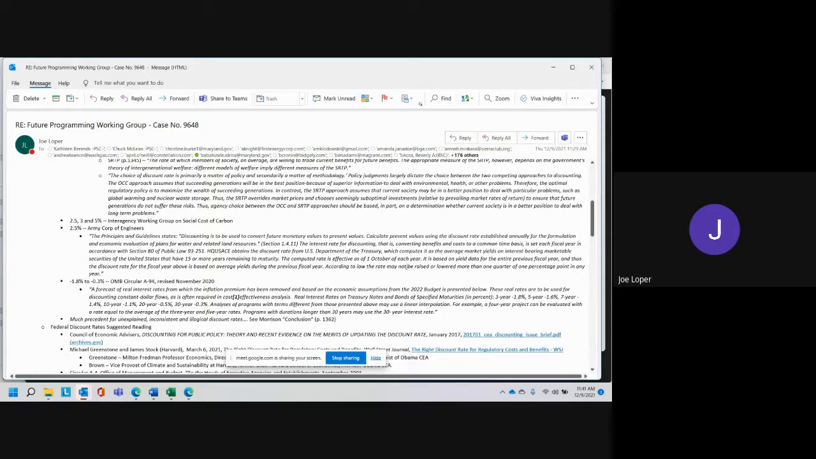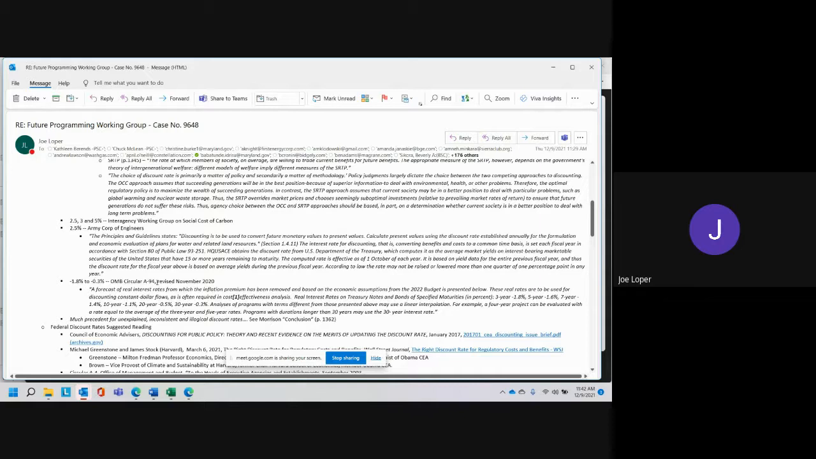According to law, the rate may not be raised or lowered more than 1/4 of 1 percentage point in any year. So even though their average would be lower than 2.5%, which is what they're using as their latest discount rate, the only reason it's not lower than that is because they can't change it by more than this 1/4 of a 1 percentage point. So, and then finally, and again, these are all linked.